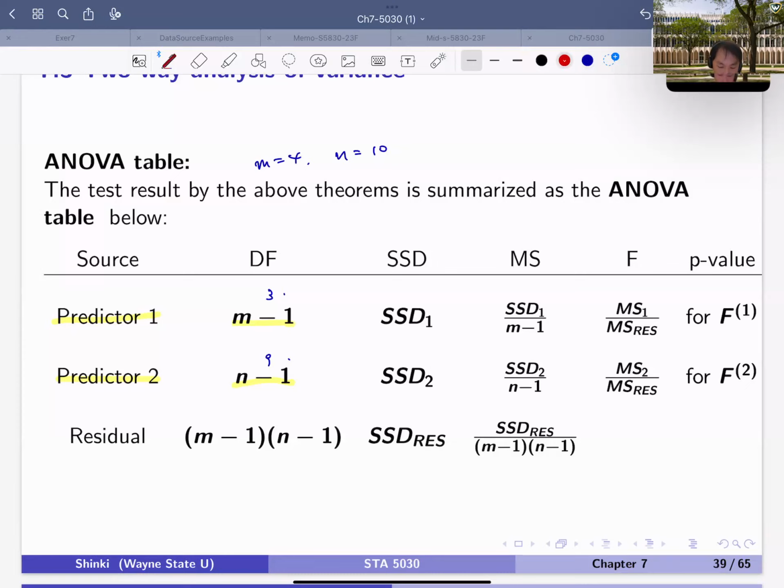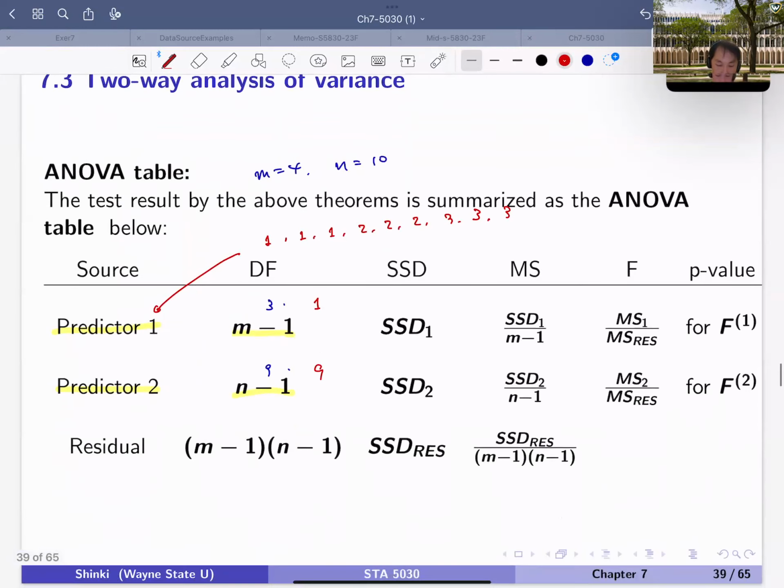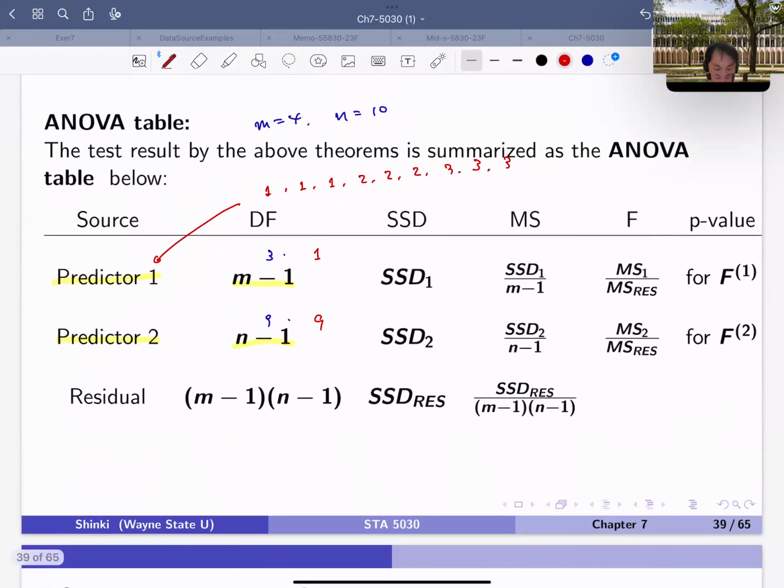A typical error is that df comes out as 1 and 9. Why 1? Probably because predictor 1 is recognized as a continuous variable. If it is a continuous variable, then even if the values are 1, 1, 1, 2, 2, 2, 3, 3, 3, or something like that, it is recognized as continuous, so actually it is just one variable, not 3 levels. In such a case, m minus 1 becomes 1. So just make sure that these numbers are the number of groups minus 1.